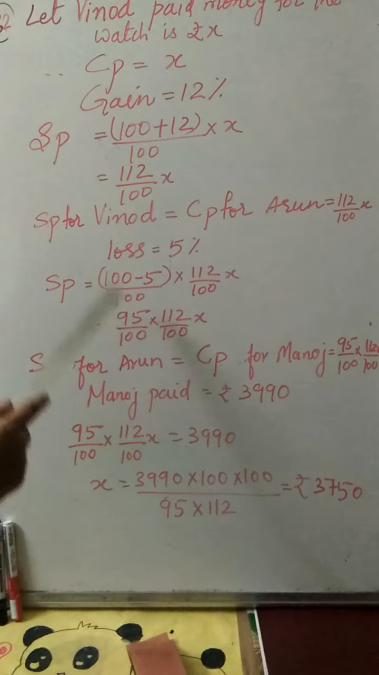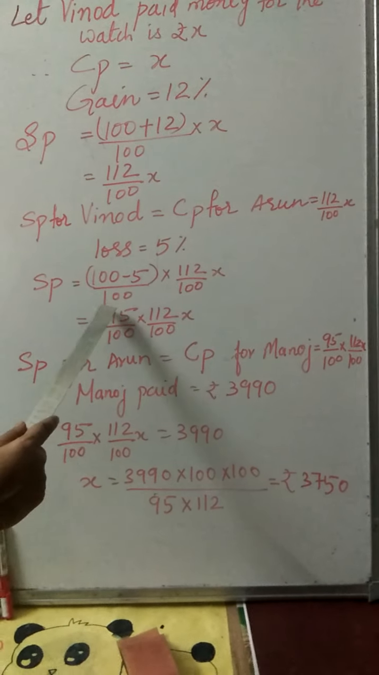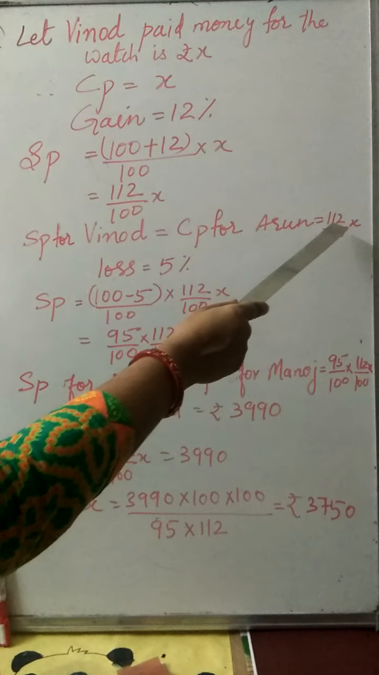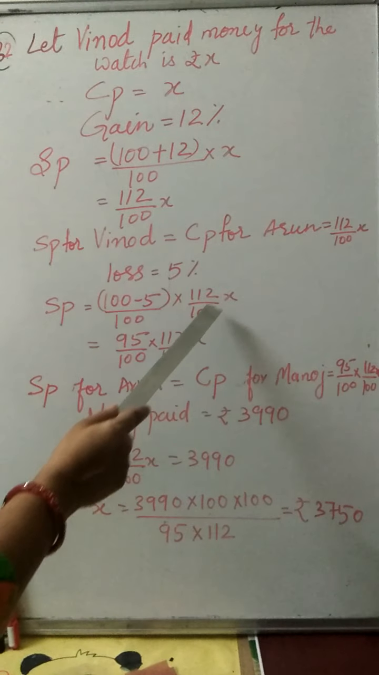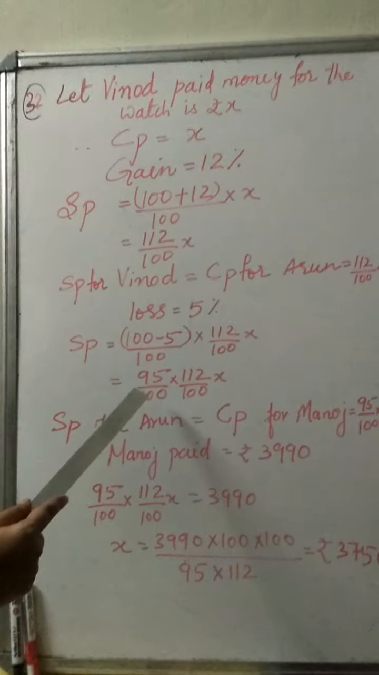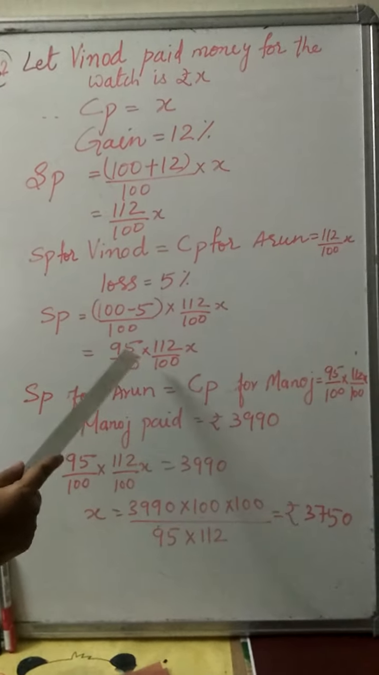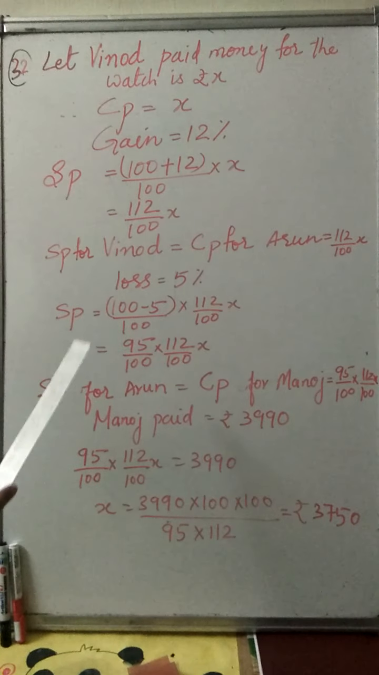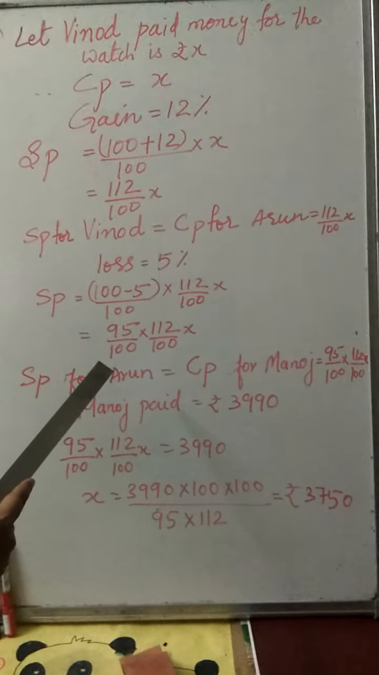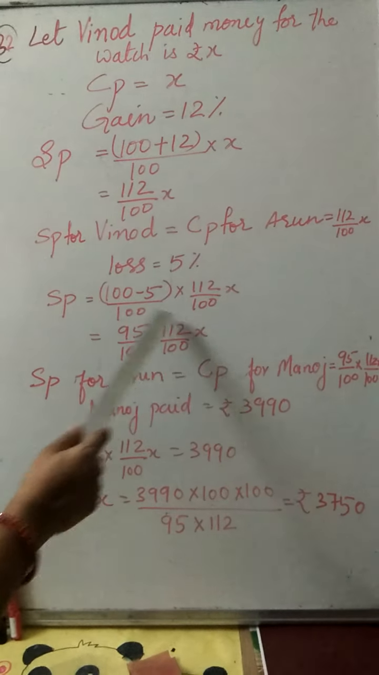Directly I have inserted the values, but you have to write the formula in your copy as well. So 100 minus 5 by 100 into CP. CP for Arun is this, so 112 by 100 into X. Now don't do calculation here, because X is there, you need to simplify. To make it easy, I have not simplified, so later the calculation will become easy. So now the selling price for Arun is this much.